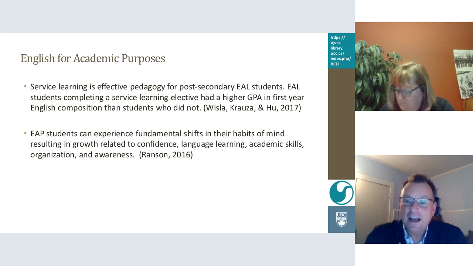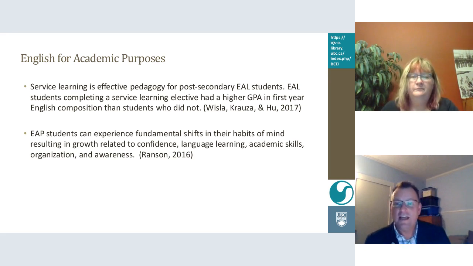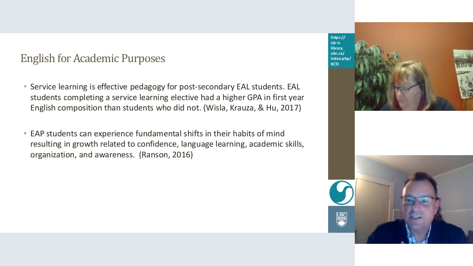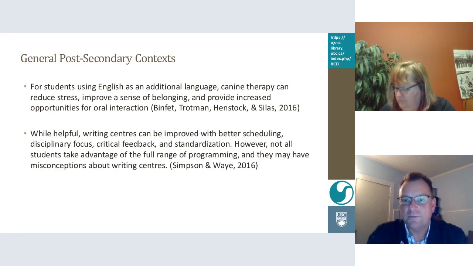And then finally, the last study that we'll talk about related to English for academic purposes was that this particular author found that EAP students, English for academic purposes students, actually experience these fundamental shifts of mind during class that are related to these rapid growth spurts. You may have seen this with your own students, where suddenly they're gaining confidence and academic skills and organization skills and an awareness of who they are, and it seems to come within an EAP program. And so this is interesting, if you're an EAP teacher or maybe another teacher, to think about, well, how does that relate to my own classroom?